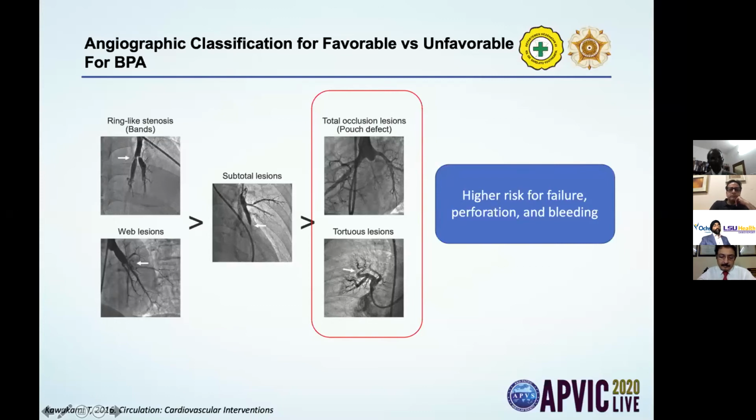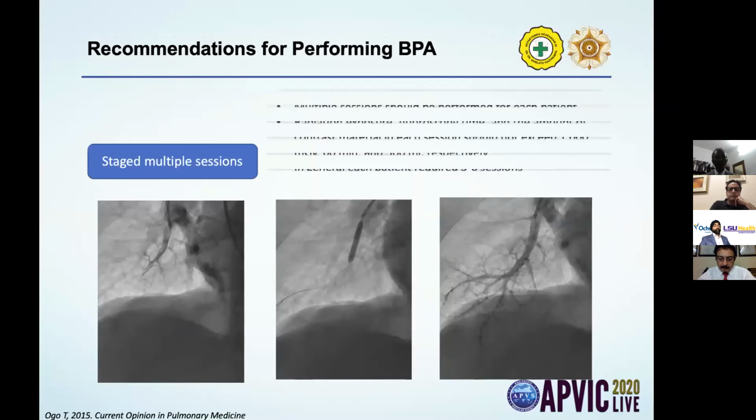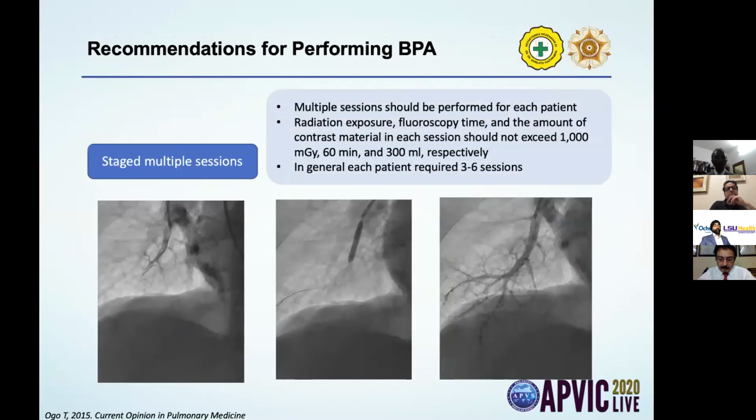And second is the multiple sessions. What it means is that for each patient we should do a small number of segments and not do lots of segments at once, because of the risk of reperfusion pulmonary edema injury. And we also have to consider the radiation exposure, and generally each patient will require 3 to 6 sessions.